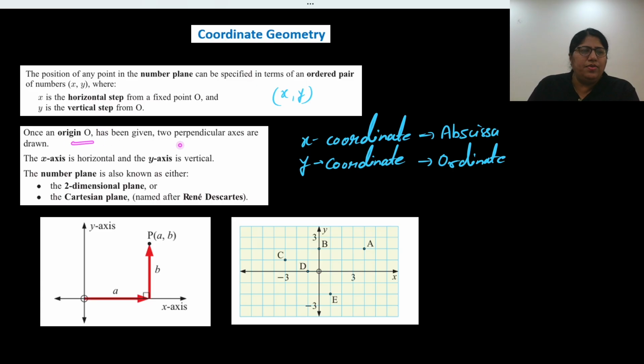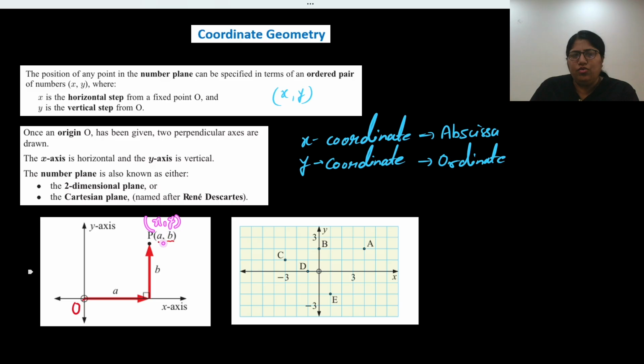Once the origin has been given, two perpendicular axes are drawn. This point is called the origin, and we always mention it as O. What are the coordinates here? 0 comma 0. Now if P is a point with coordinates a comma b, that means it is the ordered pair x comma y.